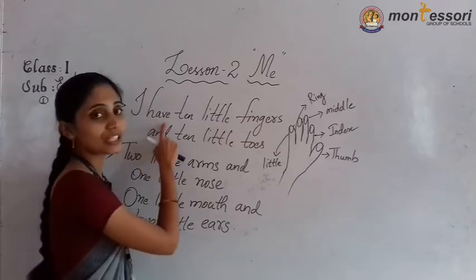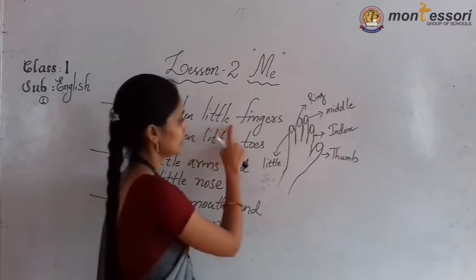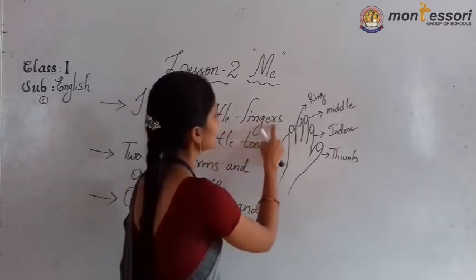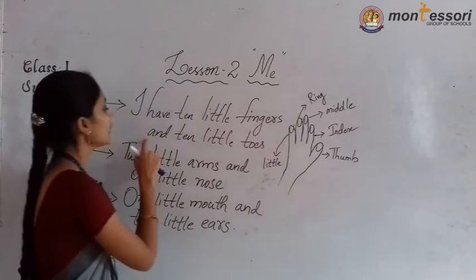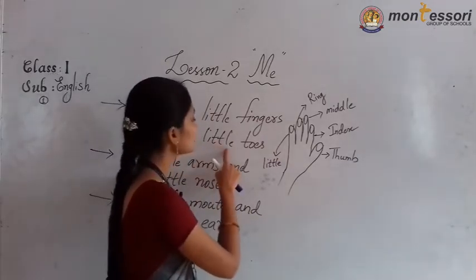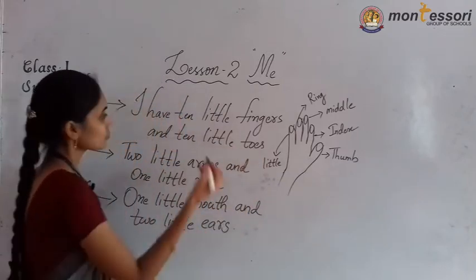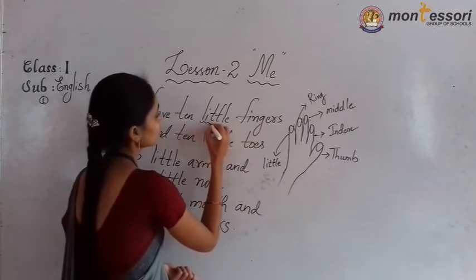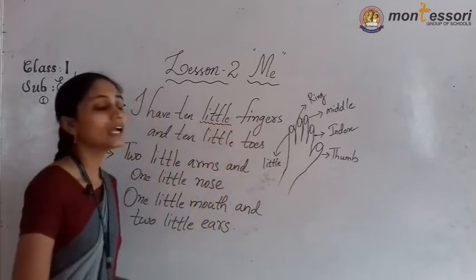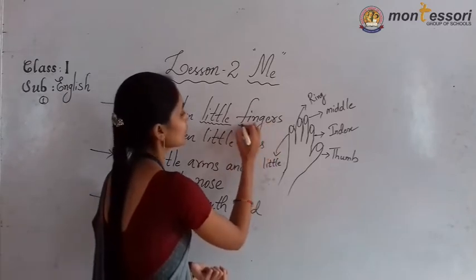I have, 10, little, fingers, and 10, L-I-T-T-L-E, little. T-O-E-S, toes. Underline the word little. L-I-T-T-L-E, little. Next, F-I-N-G-E-R, fingers.